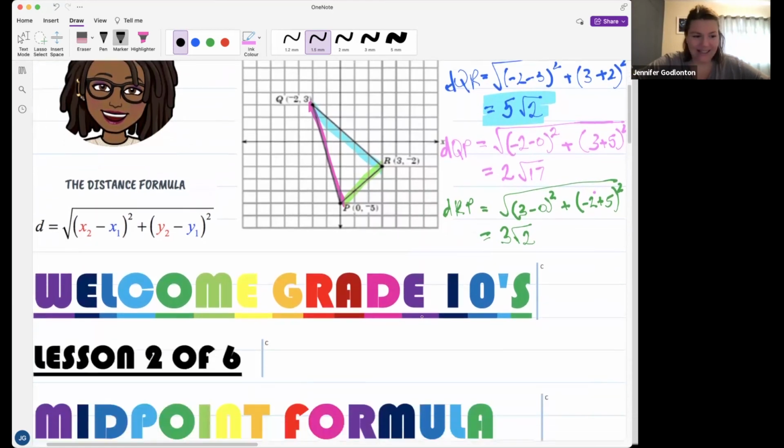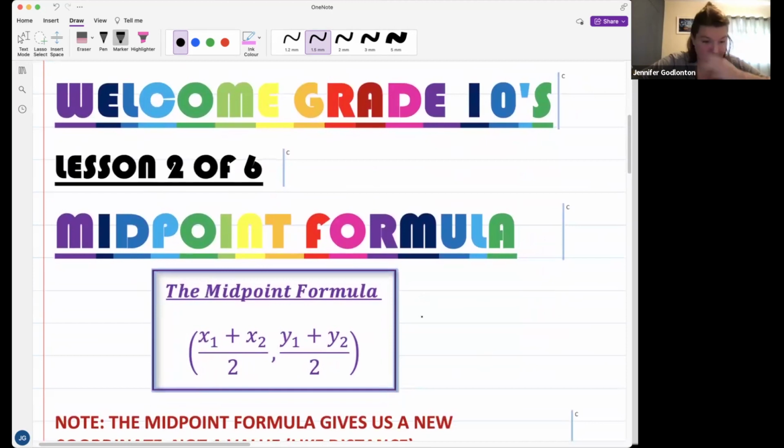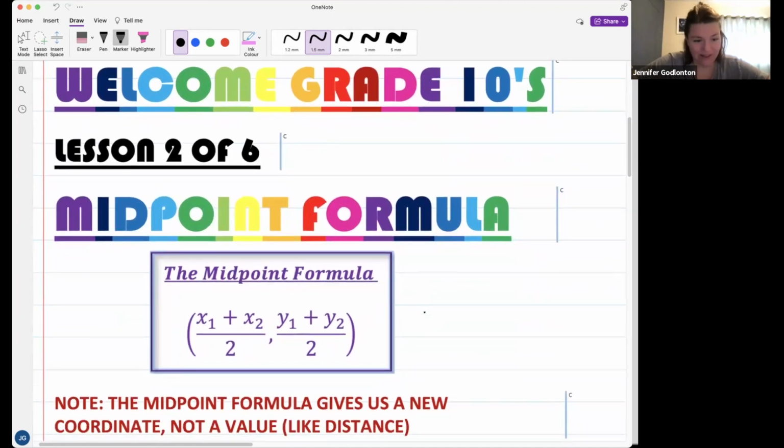All right. So lesson 2 of 6 of our analytical geometry. We have got the midpoint formula. Please, can you make sure you have got this written down somewhere important so that you have it as a way for you to check as we move through this lesson.